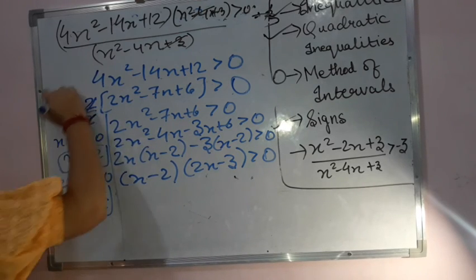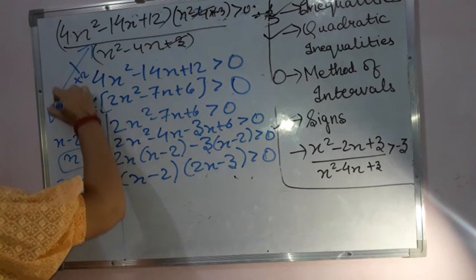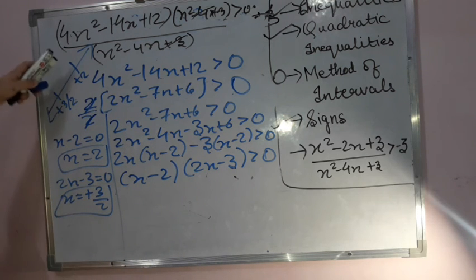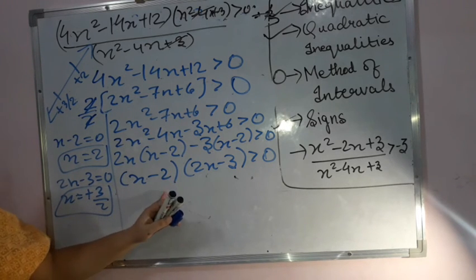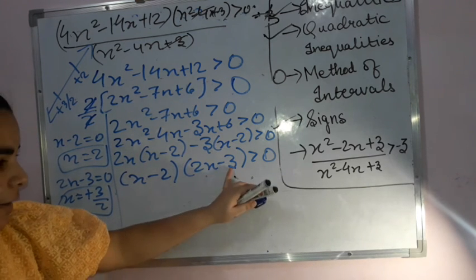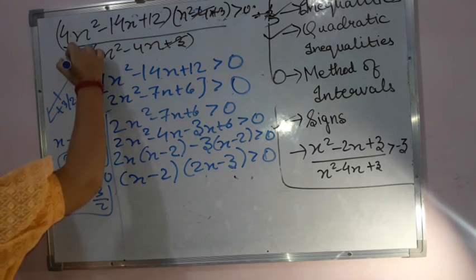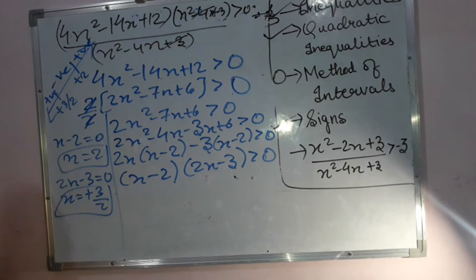Now simply drawing a number line. On the number line we have two numbers: 2 on one side, and 3 by 2 on the other. If I take any number greater than 2, let us say 4, then 4 minus 2 is positive, and 2 times 4 is 8, minus 3 makes 5, so plus times plus makes plus. That means these values will be positive, these values will be negative, and again these values will be positive.